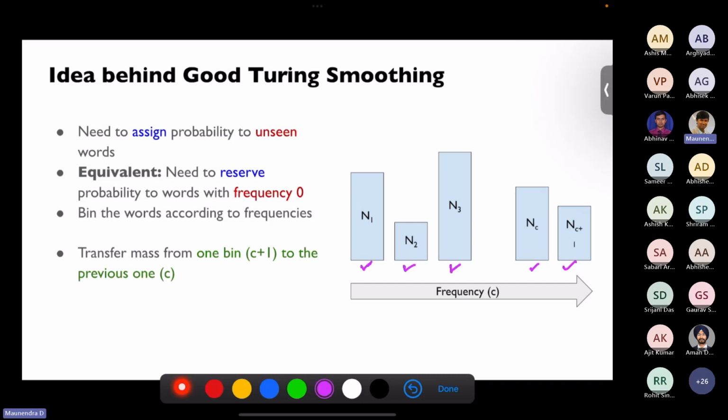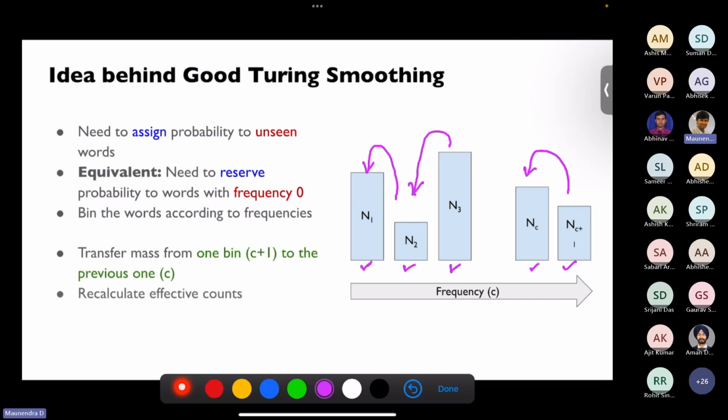So total frequency mass of N2 comes to this bin. Total frequency mass for N3 comes to words in N2. Total frequency mass of words in N(C plus 1) comes to this bin. And now we recalculate the effective counts.